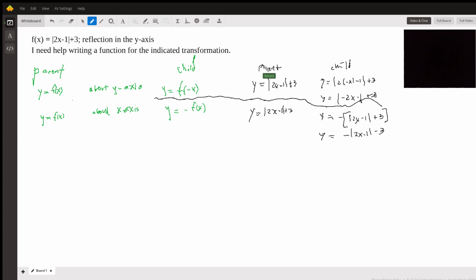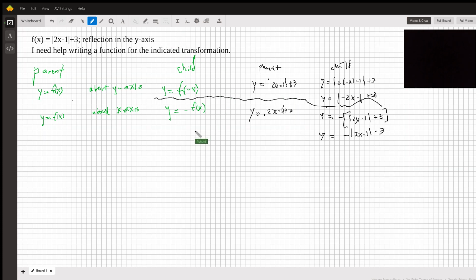So that's the way to do it with algebra, but I think it's important to do this visually. So I'm going to put in this graphing grid here, and we're going to take a look at this parent function, absolute value of 2x minus 1, plus 3. I'm going to make an xy table here, and then we'll do a quick graph.